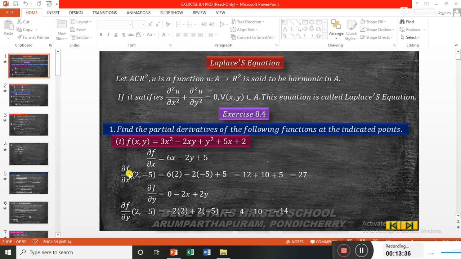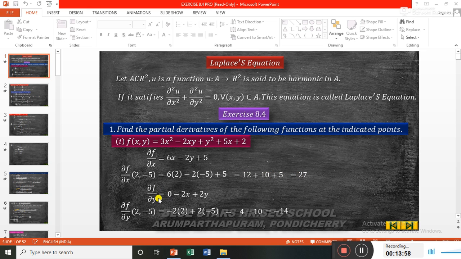The next step, dou f by dou x at 2 comma minus 5. I substitute the point 2 comma minus 5, that means x equals 2, y equals minus 5. So 6 into 2 minus 2 into minus 5 plus 5 equals, 6 2s are 12, minus into minus is plus 10, plus 5. The next step, I add all the numbers: 12 plus 10 is 22, plus 5 is 27.